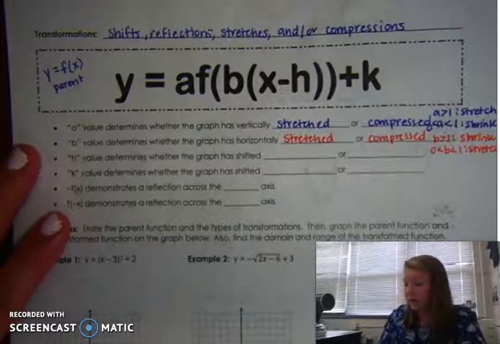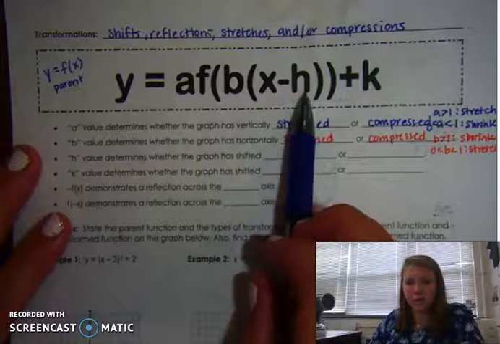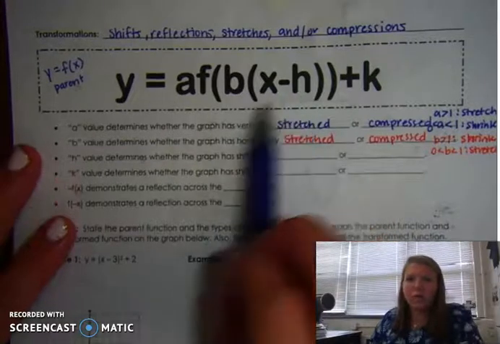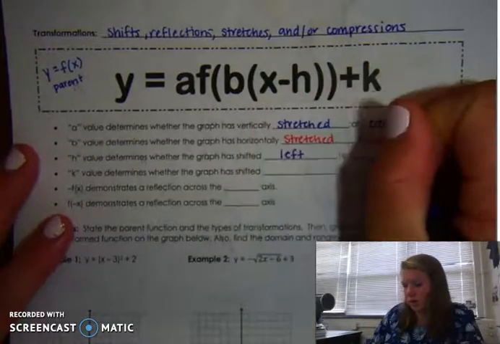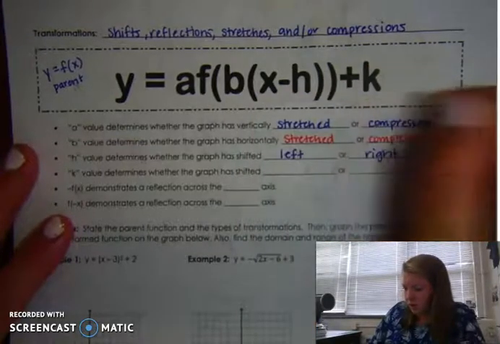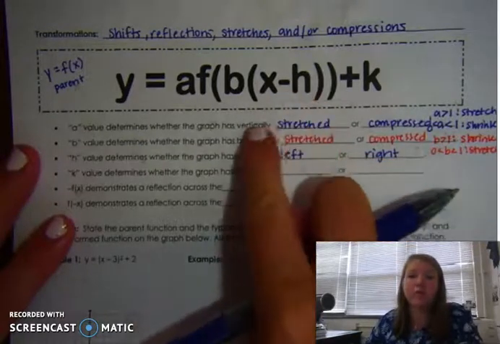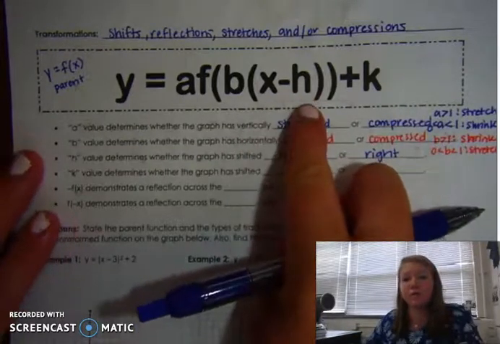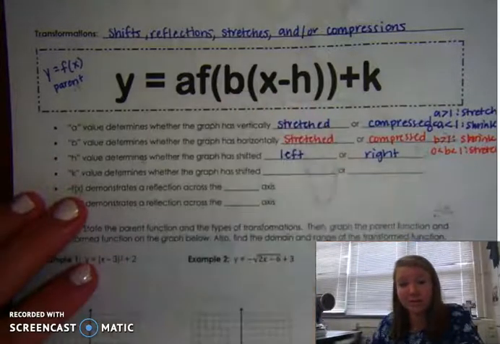Alright, the h value inside is negative h, so that just means opposite of what you would think h should do. So it's going to affect whether the graph has shifted to left or right. So a shift to the left would be a plus however many you're shifting. A shift to the right would be a minus however many you're shifting. And if you ever get confused on that, you could type the graph into Desmos and see visually which way it moved.